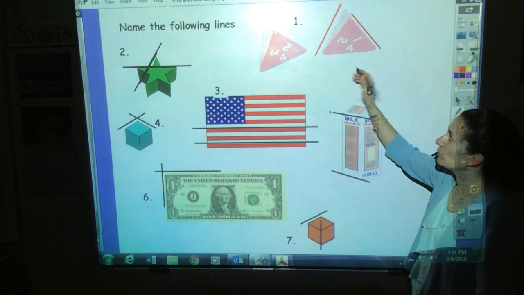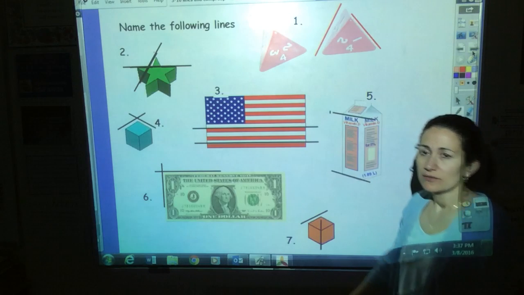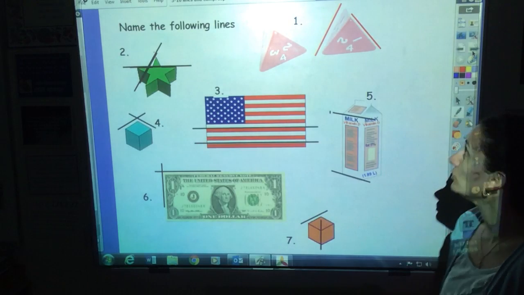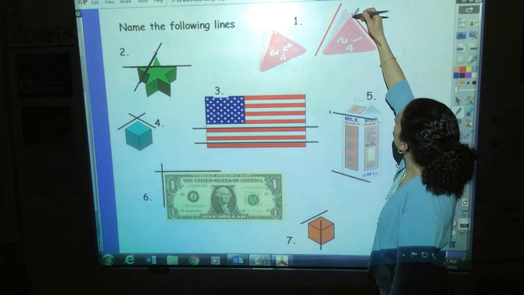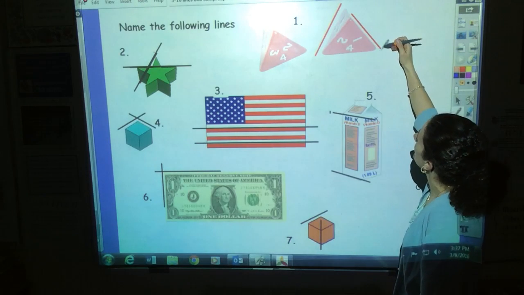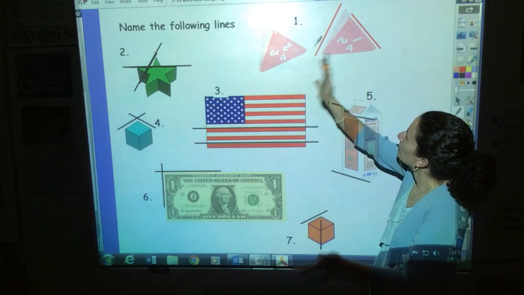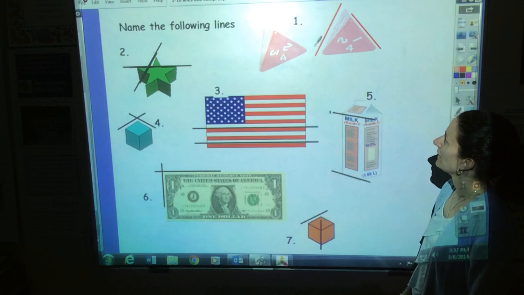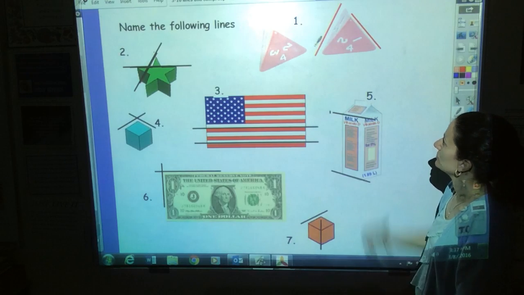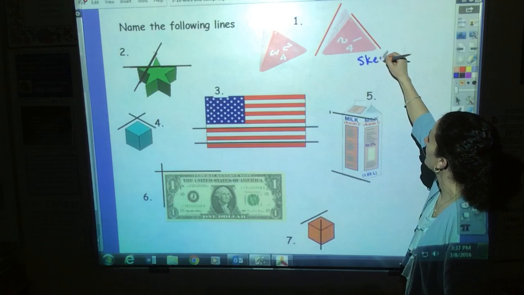In example number 1, in the dice here, these are examples of skew lines. If you look at this line here on the front of the dice, this line here is somewhere on a complete other surface of the dice. It's on another plane. So these are skew lines.